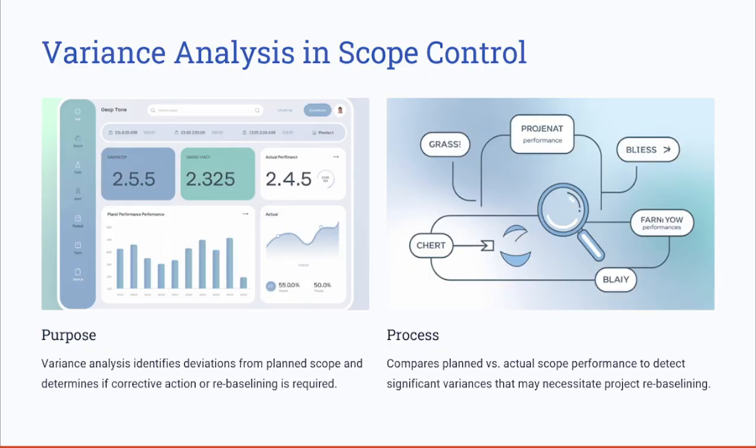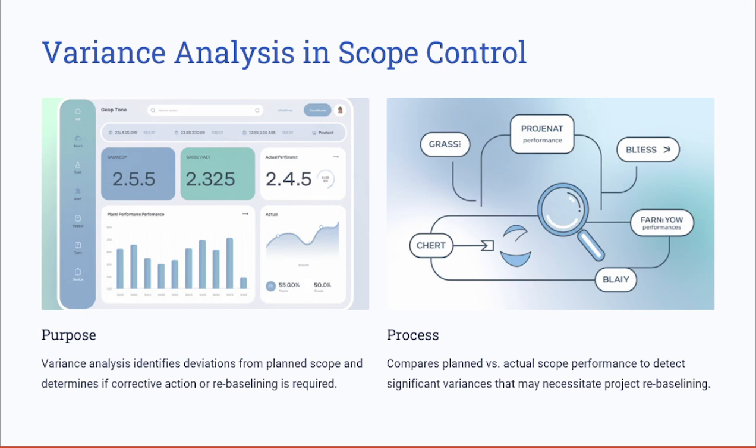Variance analysis and scope control are key tools and techniques that can help you understand the variance, the deviation from the planned scope, the differences between the planned scope compared to the existing scope. It helps you determine if any corrective action, like submitting a change request or rebaselining, is required to ensure that your project is running without any delays.